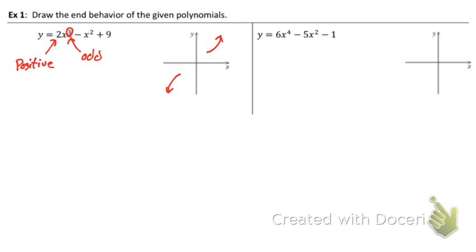Our biggest power in the next one is that 4, which is even. Even, either they both go up or they both go down. Well, 6 is positive, so they're both going to go up. So even and positive, they both go up. I don't know what happens in the middle. I just know that their ends both go up. That's all you need to draw. That's all I'm asking on this one. We're going to get a little more complex when we flip the side. We're going to know what it looks like on the inside.